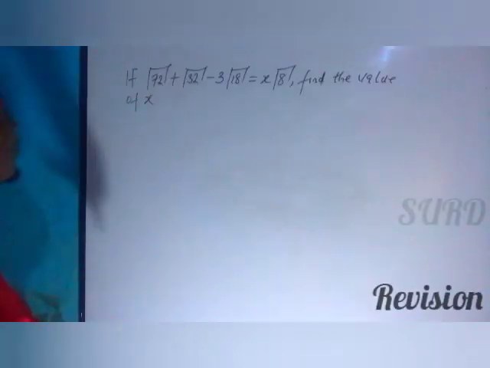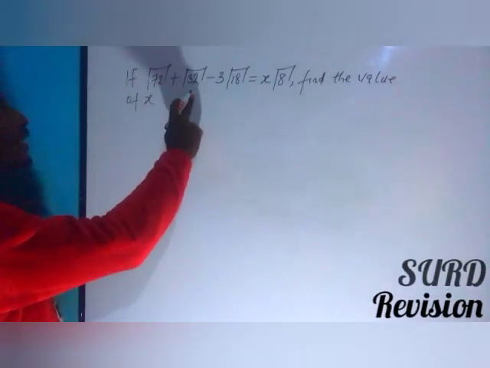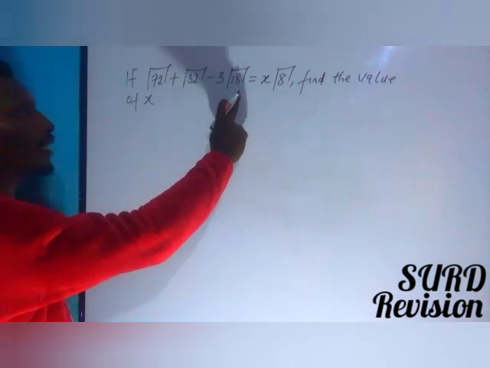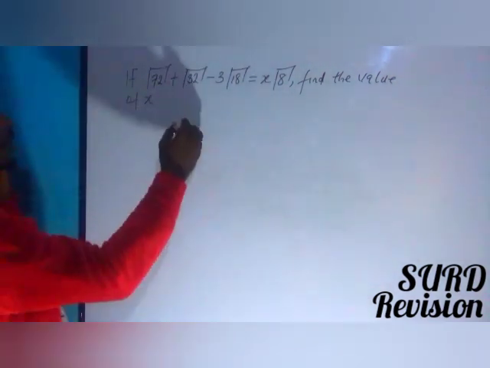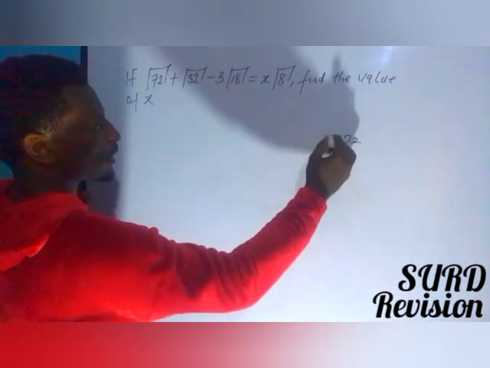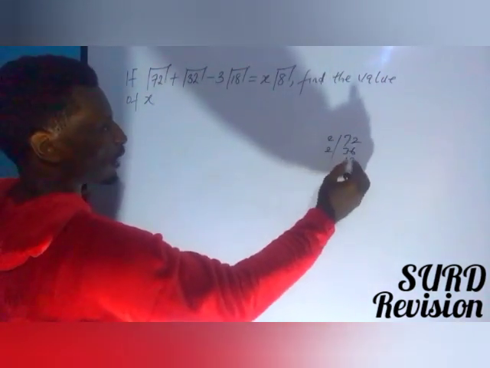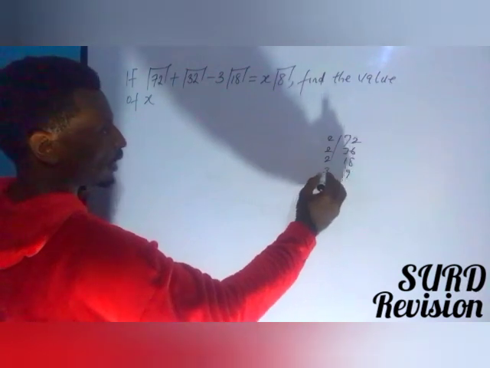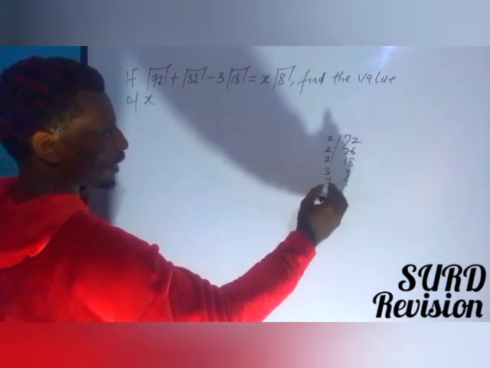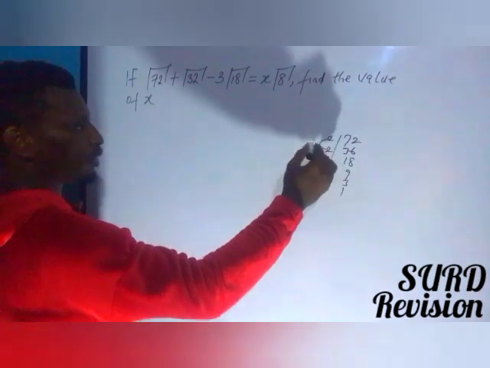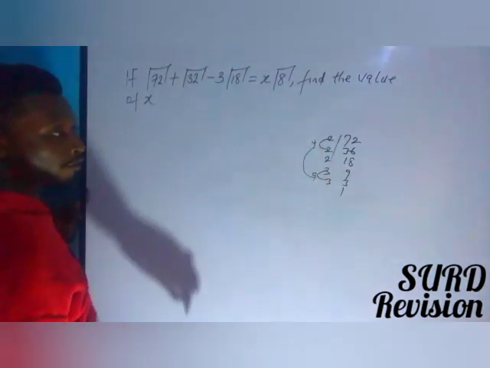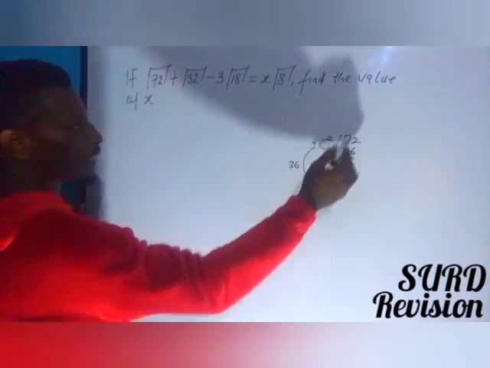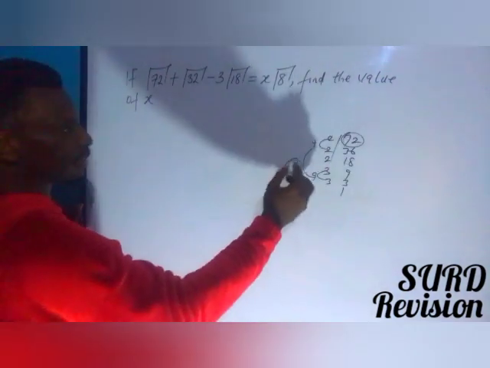The fifth question says, if surd 72 plus surd 32 minus 3 surd 18 is equal to S surd 8, find the value of S. So 72 can also be written as 36 times 2. 2 into 72 is 36, 2 into 36 is 18, 2 into 18 is 9, 3 into 9 is 3, 3 into 3 is 1. You take the pairs, 2 and 2 is 4, 3 and 3 is 9, and 9 times 4 will give us 36, and 72 can also be written as 36 times 2.